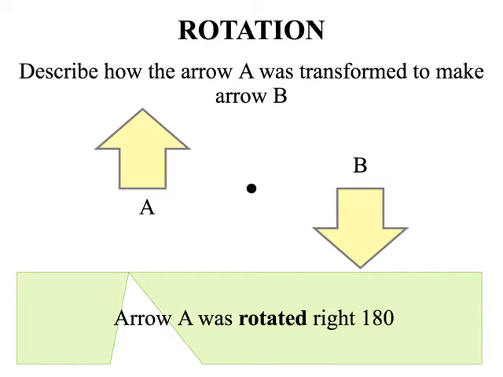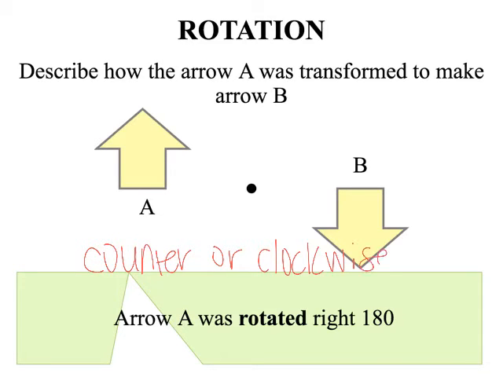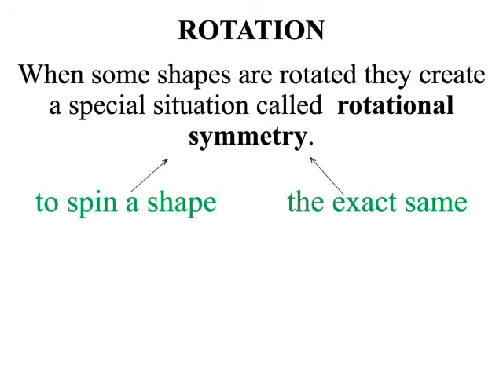We're looking at this arrow here. If we go from arrow A to arrow B, we're rotating 180 degrees. And the funny thing about 180 degrees is if you go counterclockwise or clockwise, it's going to be the same. When some shapes are rotated, they create a special situation called rotational symmetry. So when we're spinning a shape and it looks exactly the same, that's rotational symmetry.